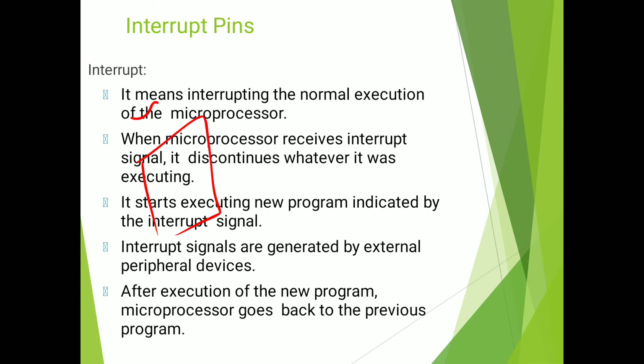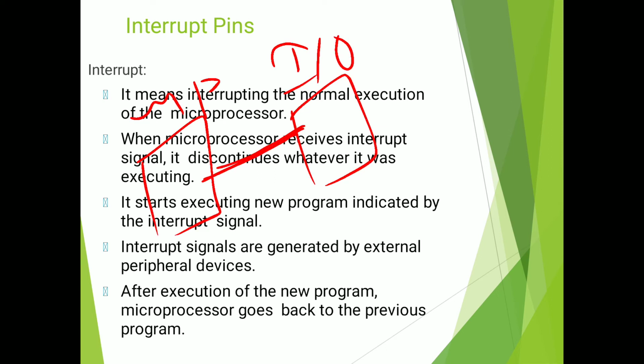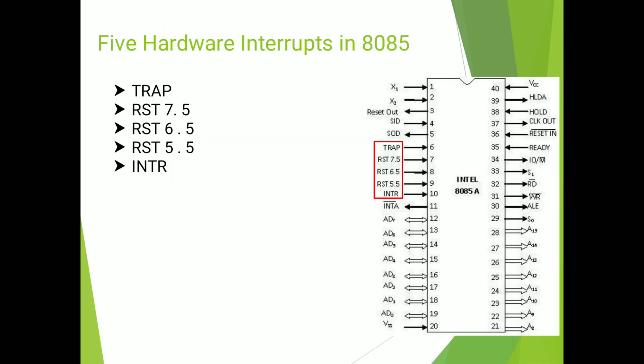Here is the microprocessor which is connected to the input-output device. Suppose the input-output device requests the microprocessor to access the control or address bus or any other program to execute. At that time the microprocessor responds to the peripheral device. There are 5 hardware interrupts in the 8085 microprocessor, that is TRAP, RST 7.5, RST 6.5, RST 5.5 and INTR.